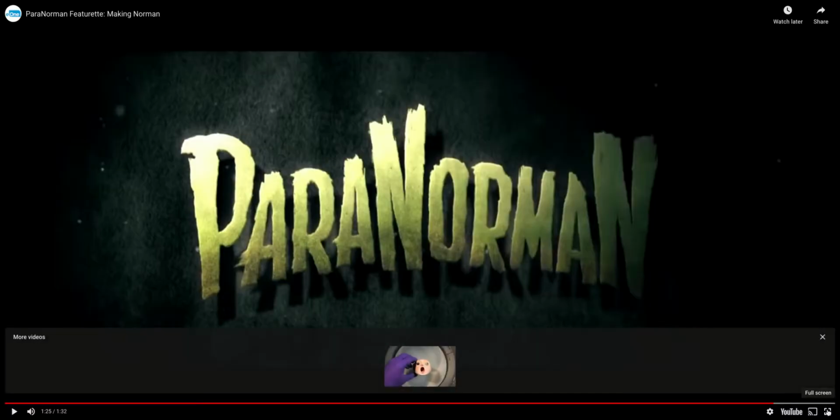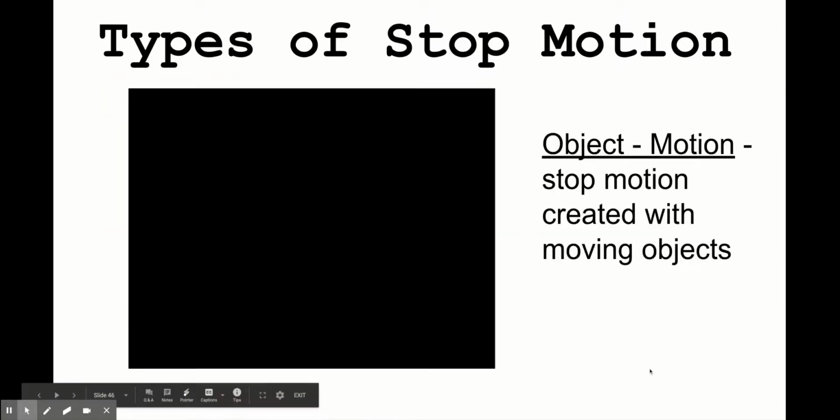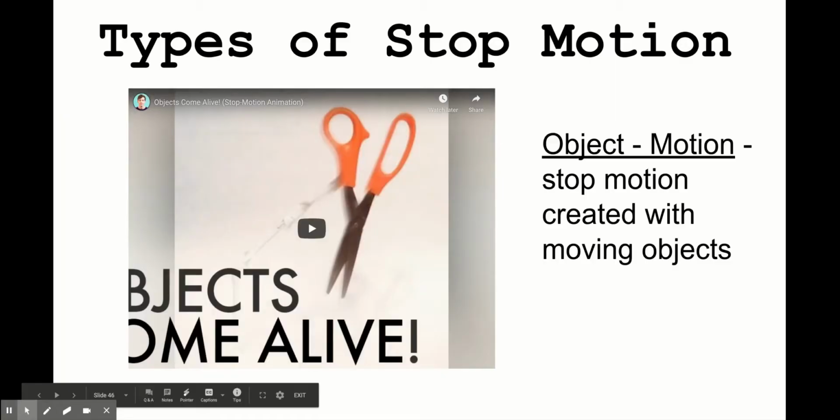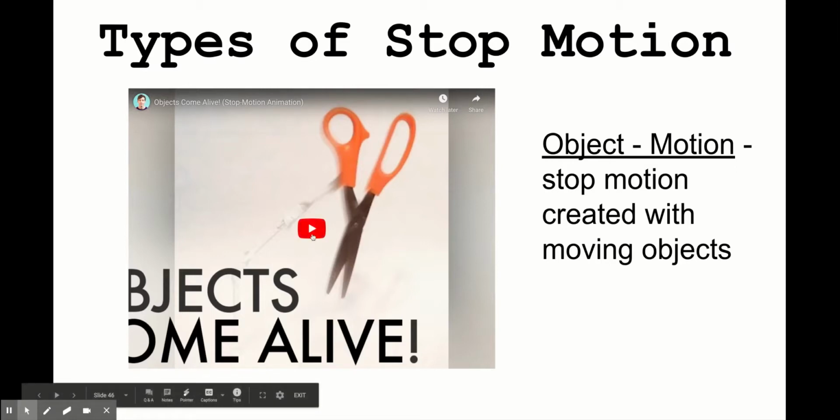So there you can see they have definitely come a long way when it comes to creating claymation stop motion animation. Another type of stop motion animation is object motion. This is where stop motion is created using everyday objects. Let's take a look at some examples.